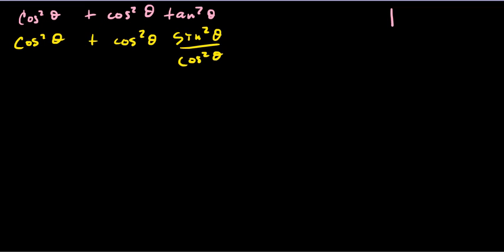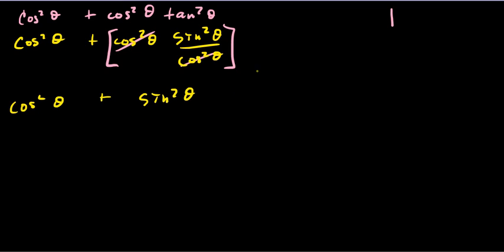Yep, this right here, those are multiplied. And so cos squared goes with cos squared. And you've got cos squared theta plus, what's left over? Sine squared theta. And of course this is the Pythagorean identity. That equals 1. There's 1. QED, you're done.